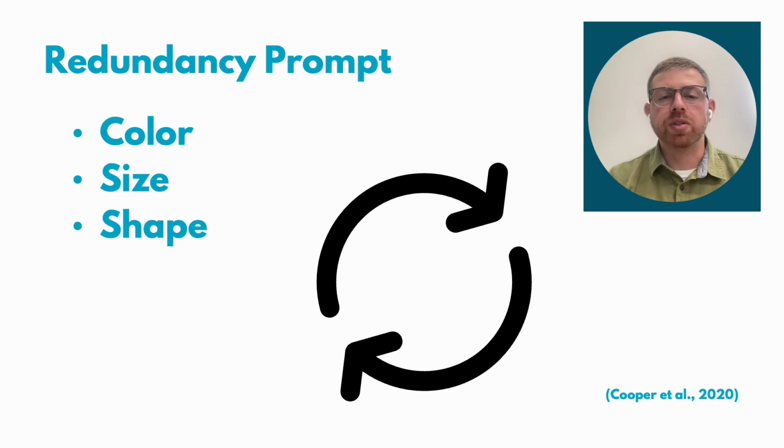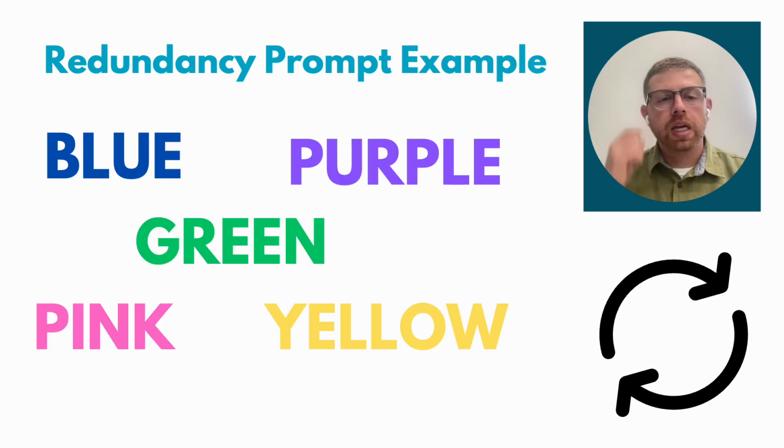The last type of stimulus prompt is a redundancy prompt. So this is where we are altering the color, size, or shape of the stimulus. Some examples of redundancy prompt examples.